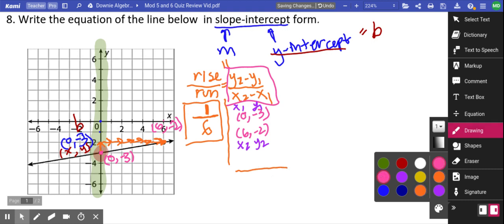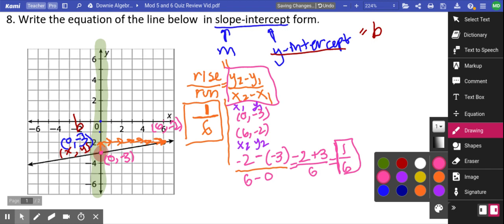y2 was our -2 minus y1, which was negative 3, divided by x2, which is a positive 6, minus x1, which was 0. Let's simplify. Negative 2 minus a negative 3, we can write this as negative 2 plus 3 more. And 6 minus 0 is just a 6. Negative 2 plus 3 more is a positive 1 in our numerator, and our denominator is 6.